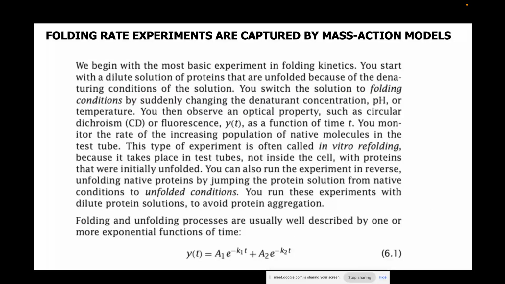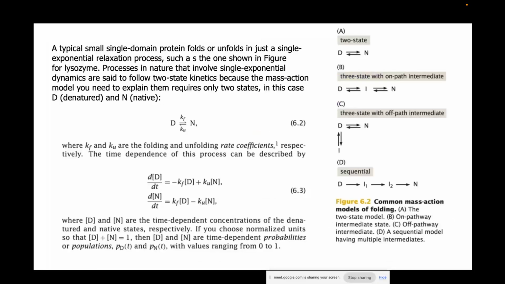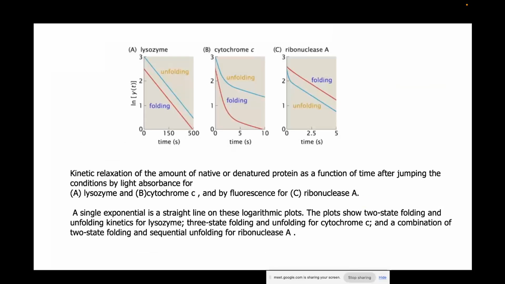Okay, sorry. If you have a typical single small domain protein, it will fold or unfold in just a single exponential relaxation process, such as the one shown in the figure for lysozyme. So it does not go into any intermediate stage. It goes from the unfolded to the folded state or vice versa.